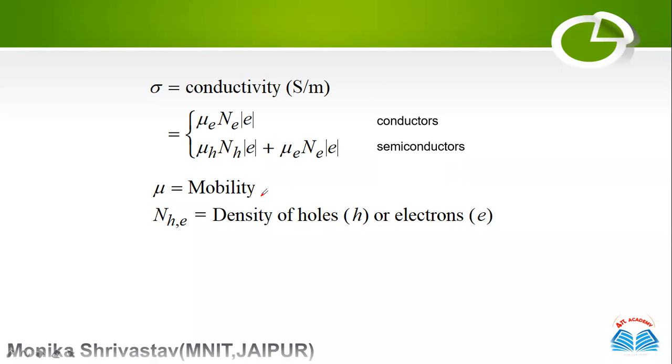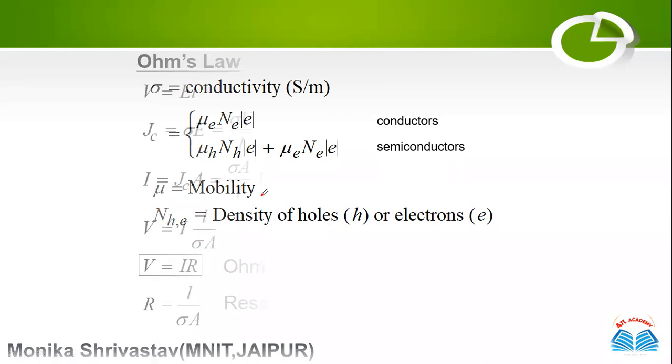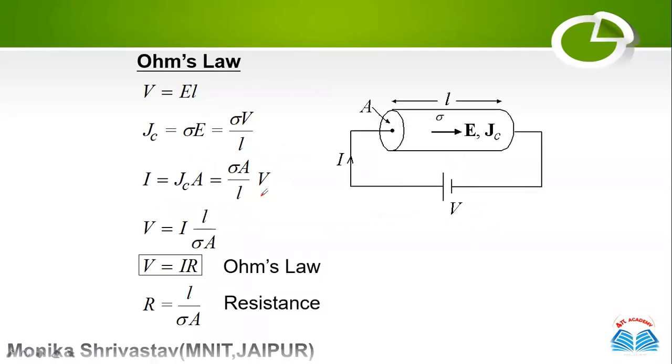And you know nh is the density of holes or electrons. So this was Ohm's law. We know that from Ohm's law, Jc equals sigma E. This formula is well known from the previous classes too. And we know the relation between voltage and electric field is V equals EL.